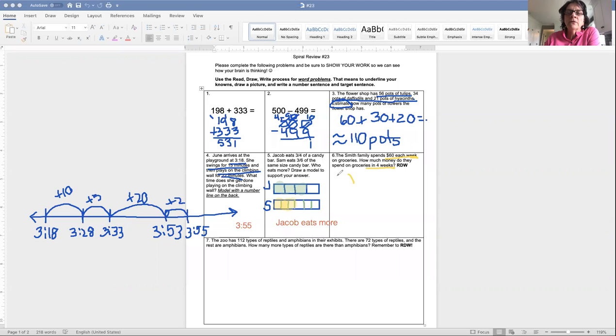So one thing you could do is you could draw 4 circles. Each one of these circles would represent, that's right, a week. So we've got 4 of them. I'm going to change to a darker color here. Okay, and they spend $60 each week, so I'm going to put a 60 in each one.